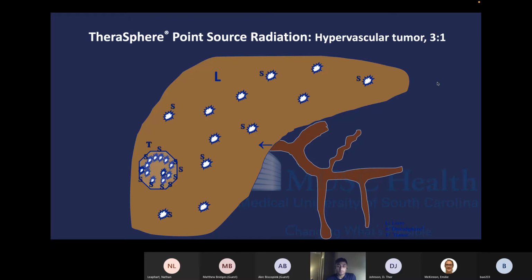So even when I deliver this yttrium 90 to the whole liver, you get way, way more of the yttrium 90 in the tumor than you get in any of the background liver. So you even get sort of a consolidating effect where most of the radiation actually ends up in the tumor, which protects the liver, especially in some of these patients with poor liver function.